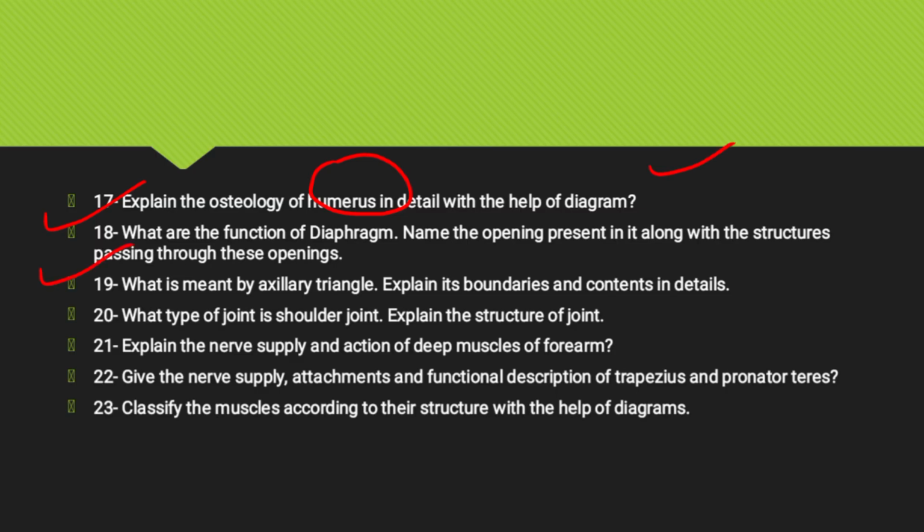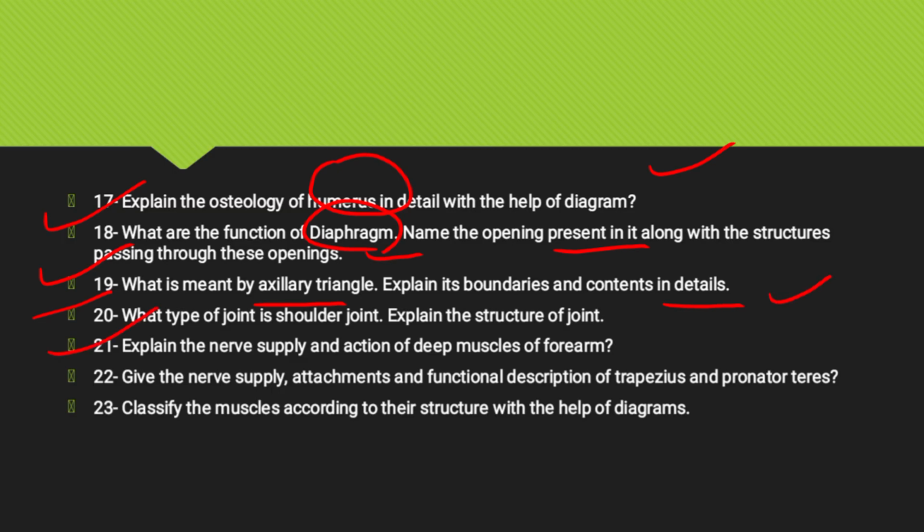Question number 18 is: what are the functions of the diaphragm? Name the openings present in it along with the structures passing through these openings. Diaphragm and their openings. Question number 19 is: what is meant by axillary triangle? Explain its boundaries and contents in detail. It is in the upper limb.